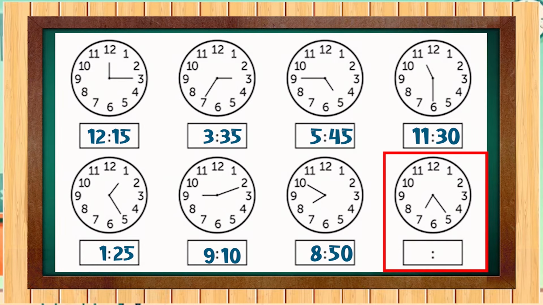Now we'll move on to the fourth clock, and you would notice that the minute hand is pointing at 5, while the hour hand is pointing at 7. Therefore, the time there would be 7:25.